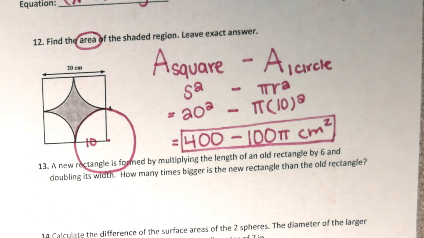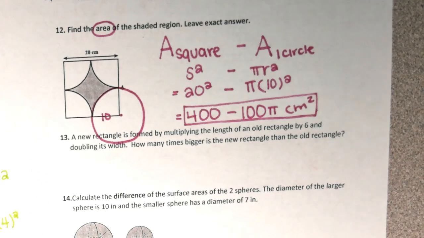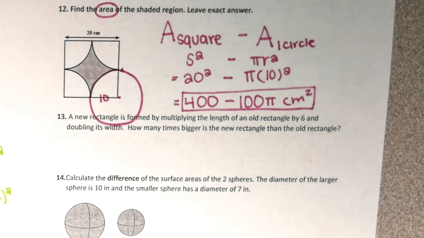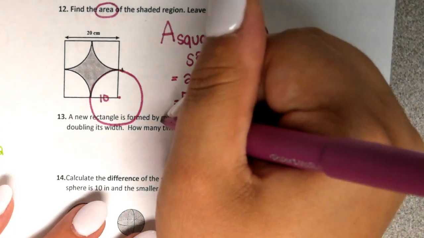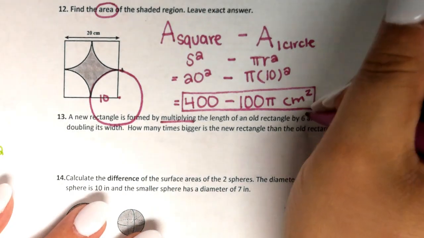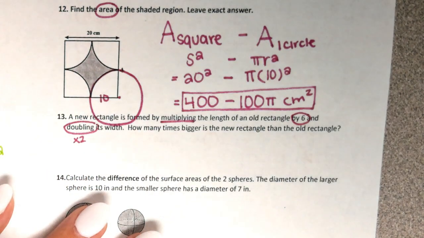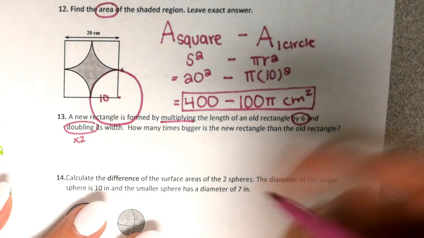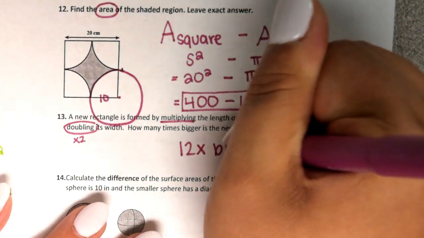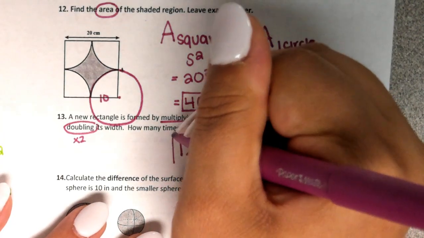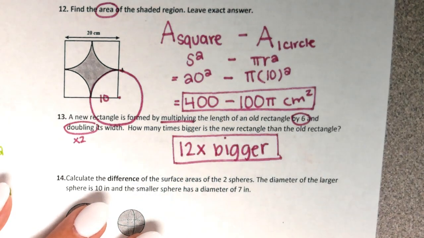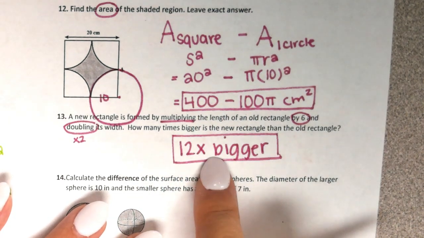A new rectangle is formed. Y'all, don't get this wrong tomorrow. It is that easy. A new rectangle is formed by multiplying the length of an old rectangle by 6 and doubling its width. How many times bigger is it? What is it telling us to do here? Multiply 6, and what's doubling mean? So if you're multiplying one side by 6 and one side by 2, how many times bigger is it? 12 times bigger. I could see them making this open-ended, just having you write the number 12.